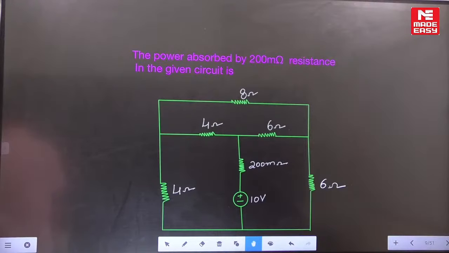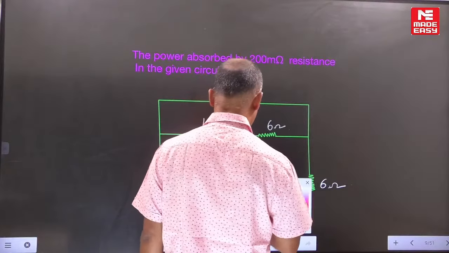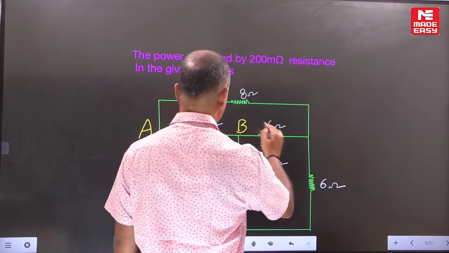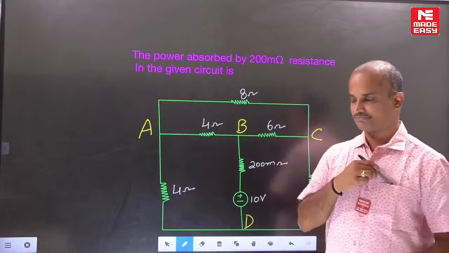Think, what is the easy way to conclude the answer? Whenever you are solving any problem, in the first 5 seconds, think about what is the easy way to conclude the answer. Check. I'll give the hint. Let us give the names A, B, C and D.